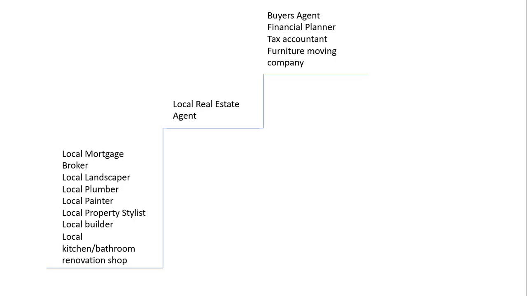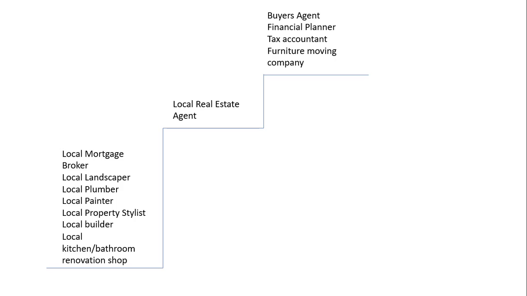The second type of people could be local landscapers, plumbers, painters, property stylists, builders, and kitchen and bathroom renovation shops. Why? Because before people sell the property, they do all sorts of landscaping, plumbing, painting, property styling, or kitchen and bathroom renovation. They want to sell the property for a better price, so they want to make the property look good before they put it on the market.